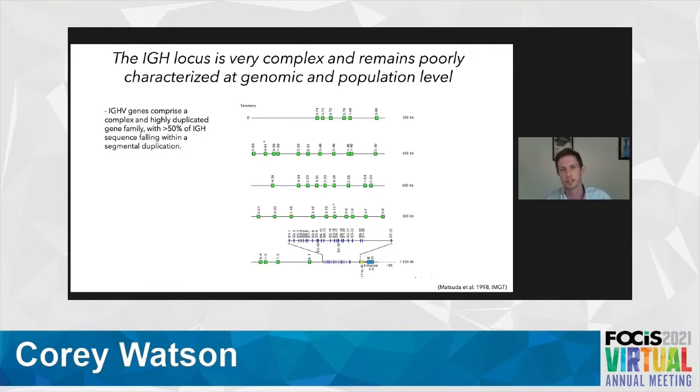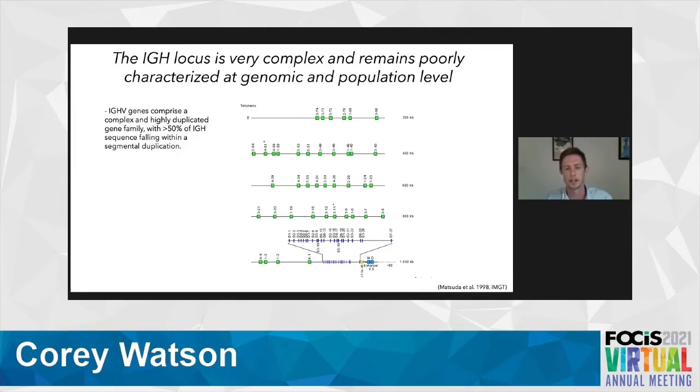And one of the reasons that we are behind in our descriptions of these loci relative to, say, other immune loci like HLA or KIR is that these regions historically have been very technically difficult to study. And one of the reasons for this largely is that they're really complex at the genomic level.